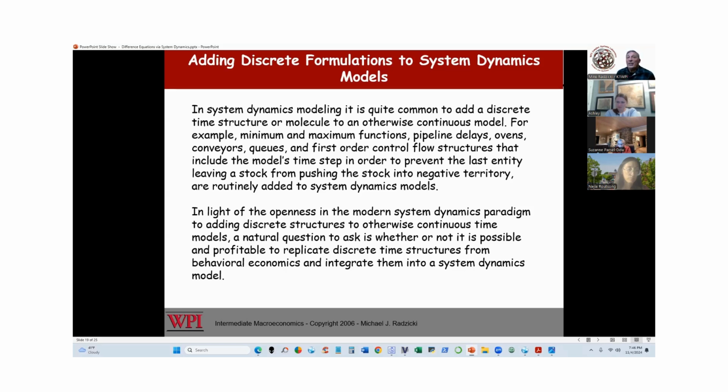In light of the openness of the modern system dynamics paradigm to adding discrete structures to otherwise continuous time models, I think I mentioned last time that Forrester in his Principles of Systems book says you cannot have DT in a flow equation. Yeah, you can. A natural question to ask is whether or not it's possible and profitable to replicate discrete time structures from behavioral economics and integrate them into a system dynamics model.